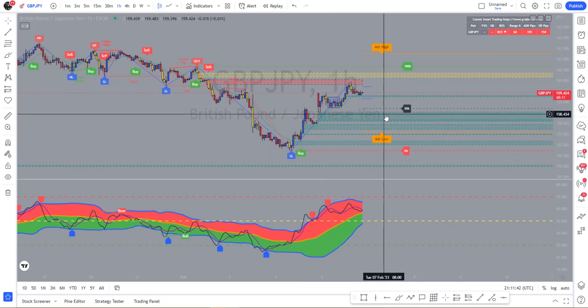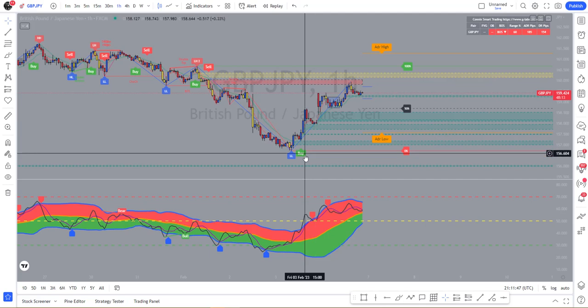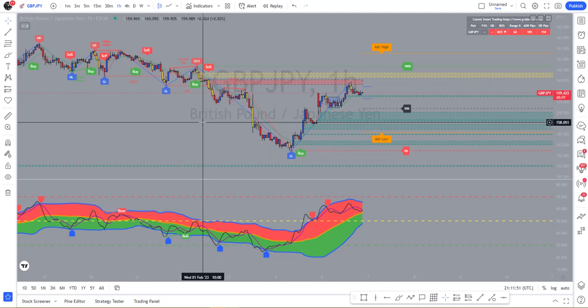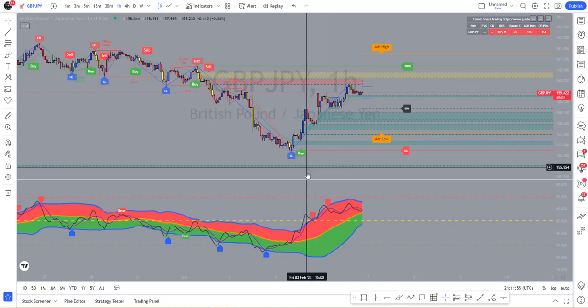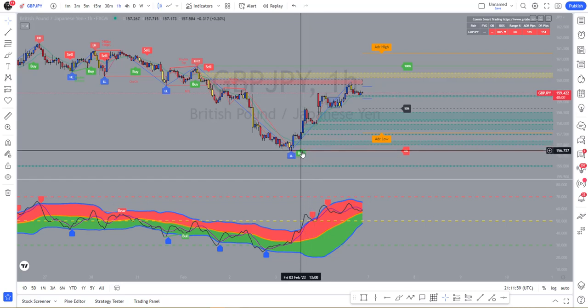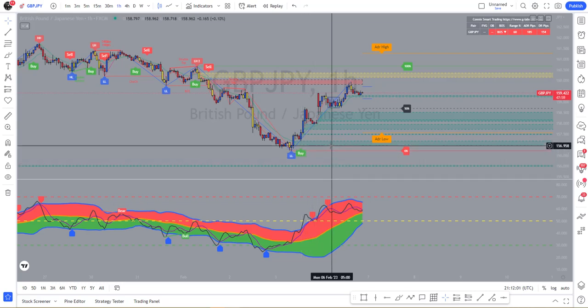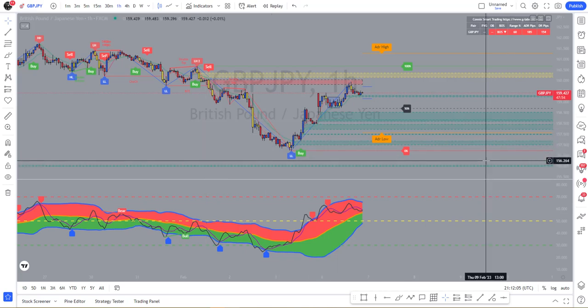And below that we have these fair value gaps. So these are all areas that price is likely to come back to visit. And as we said before, we have the confirmation of our TDI, double top, double bottom, and our Connix signal. So yeah, you can form a very strong system with these tools.